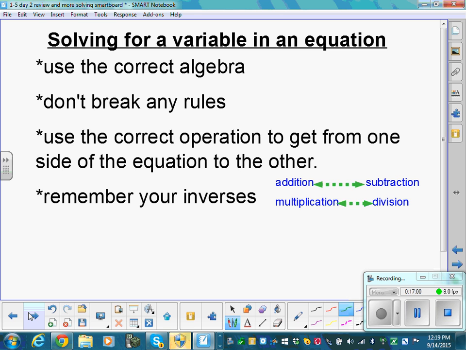What undoes addition? Subtraction. What undoes subtraction? Addition. What undoes multiplication? Division, and division undoes multiplication. So we're going to go through and start solving these. Now you have to do it in the correct order and piece by piece. So let's just start practicing.